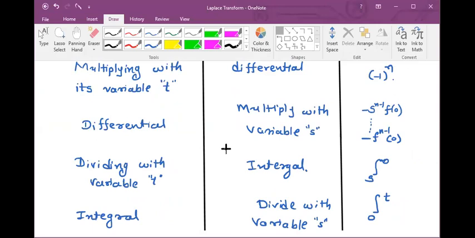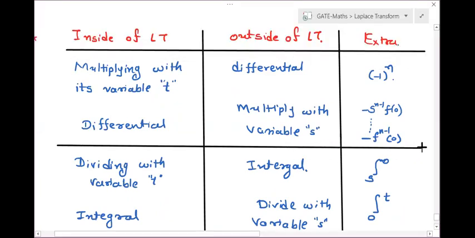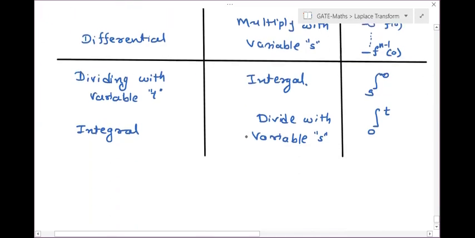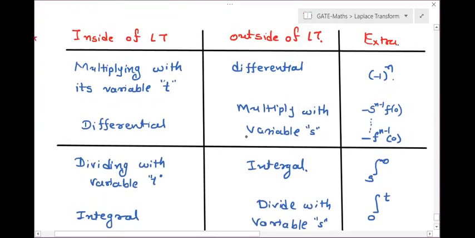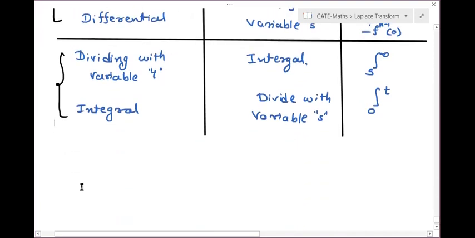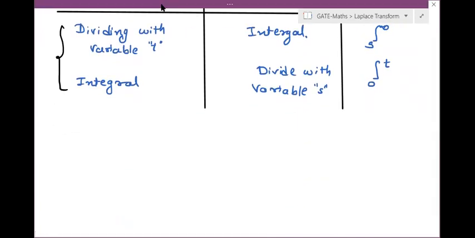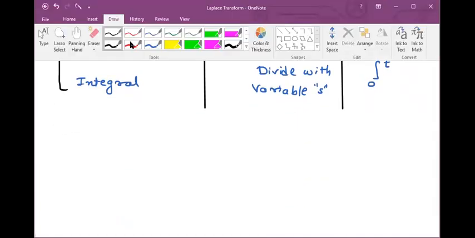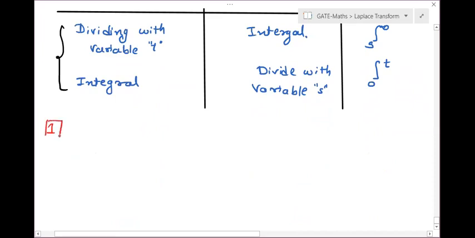You can remember the first two properties in a pair because they are vice versa, and the remaining two properties in a pair. Okay, now let us start examples based on it. First example, Laplace of t square sine at.